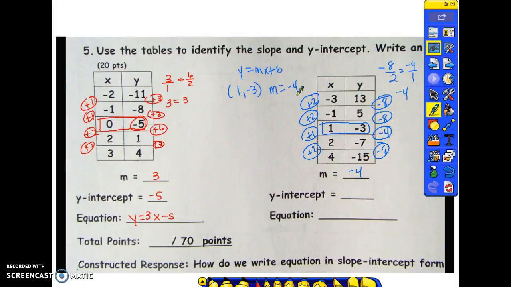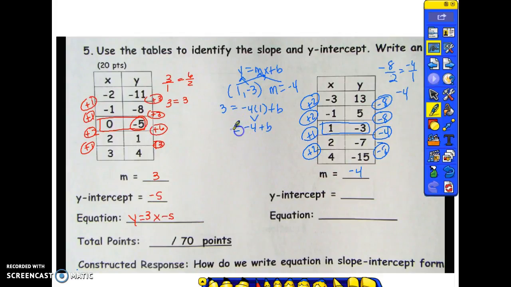In an ordered pair, the first number is your x-coordinate. So I'm going to plug the 1 in for x. The second number is the y-coordinate, so I'm going to plug that in for y. And the slope I'm going to plug in for m. So I'm going to write this into an equation. Negative 3 equals negative 4 times 1 plus b. Negative 4 times 1 is negative 4.